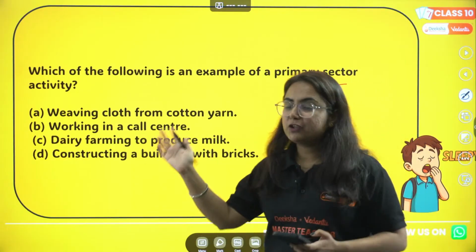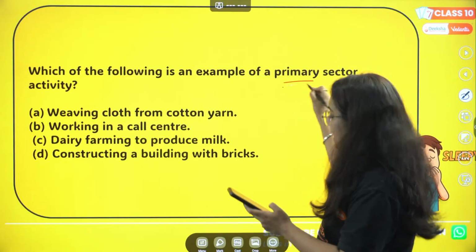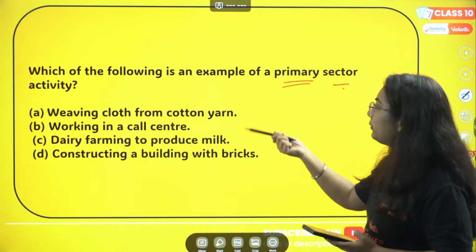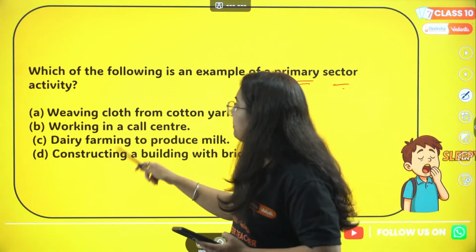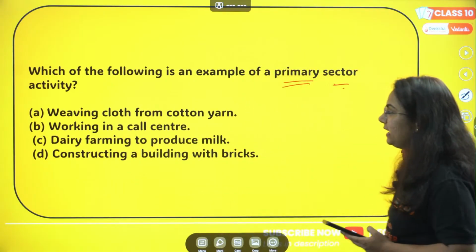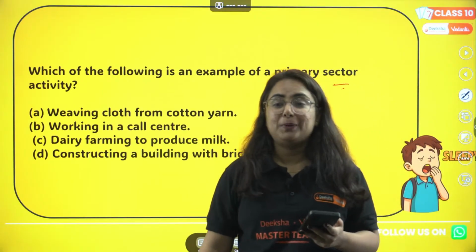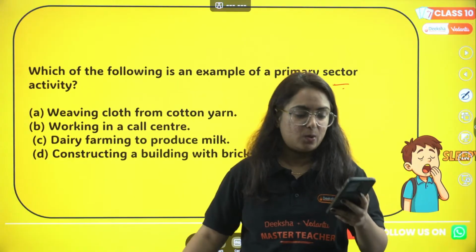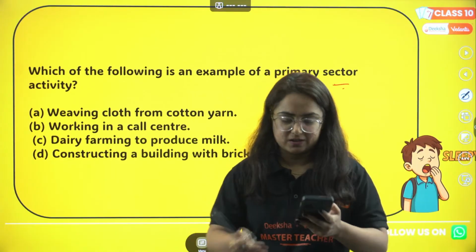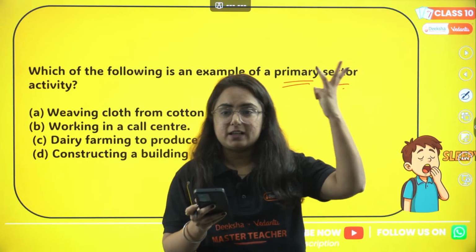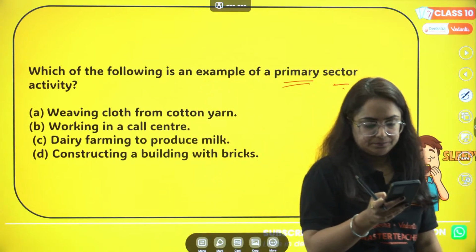Okay, so which of the following is an example of a primary sector? Primary sector, again very easy. Option A, weaving cloth from a cotton yarn. Option B, working in a call center. C, dairy farming to produce milk. Or it is D, constructing a building with brick. Very easy question. Answer it as fast as possible. Primary sector, secondary sector, or tertiary sector?